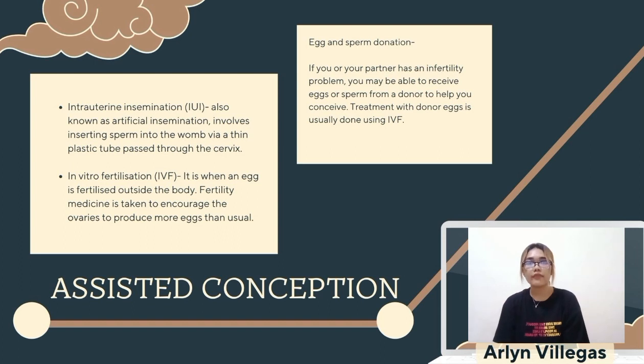The next one is in vitro fertilization, or IVF. IVF is when an egg is fertilized outside the body. Fertility medicine is taken to encourage the ovaries to produce more eggs than usual. Eggs are removed from the ovaries and fertilized with sperm in a laboratory. A fertilized egg, or embryo, is then returned to the womb to grow and develop.